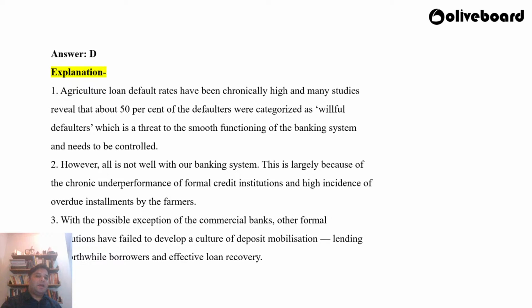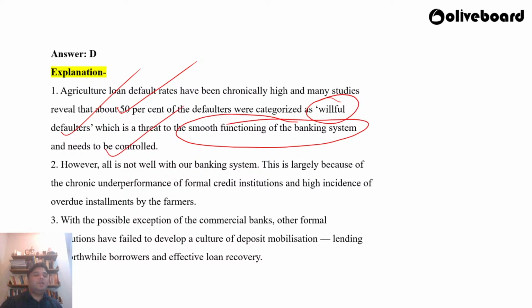Okay. So agricultural loan defaults, according to the NCERT, have been chronically high, and many studies reveal that about 50% of the defaulters were categorized as willful defaulters, which is a threat to the smooth functioning of the banking system and needs to be controlled. However, all is not well with our banking system. This is largely because of the chronic underperformance of formal credit institutions and high incidence of overdue installments by the farmers, right? And with the possible exception of commercial banks, other formal institutions like regional rural banks and credit cooperative societies have failed to develop a culture of deposit mobilization.